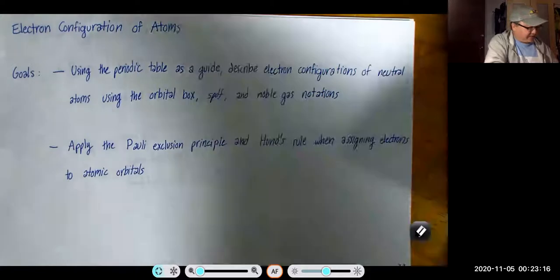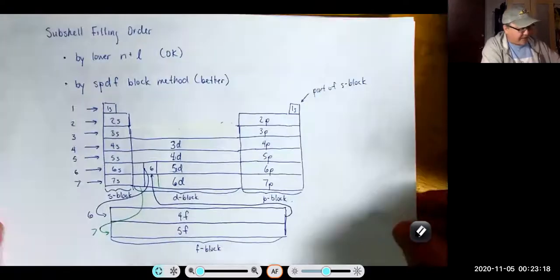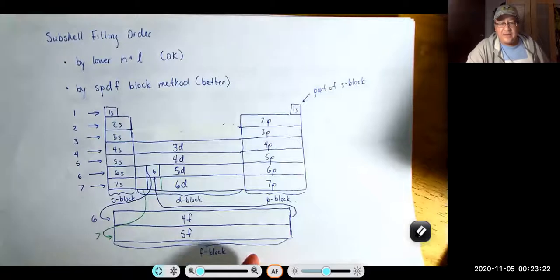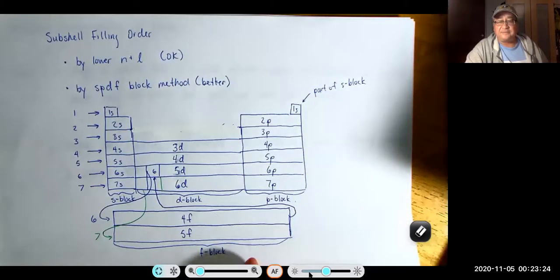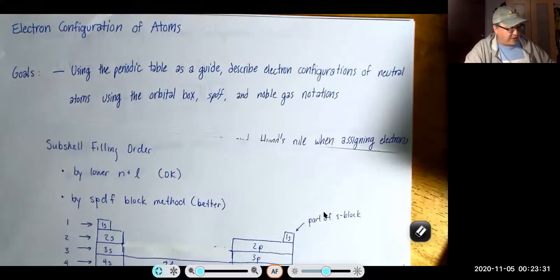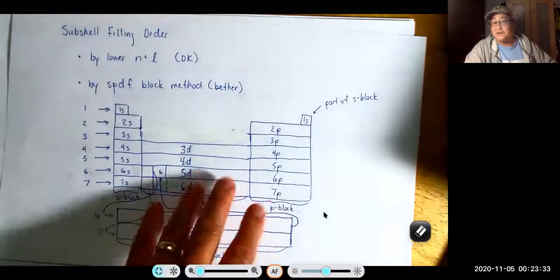We're going to take a look at this and see how to use it to get the electron configuration of atoms. And that's the end of this section. The next section will be the electron configuration of atoms, where we actually use this and get the electron configuration of atoms.